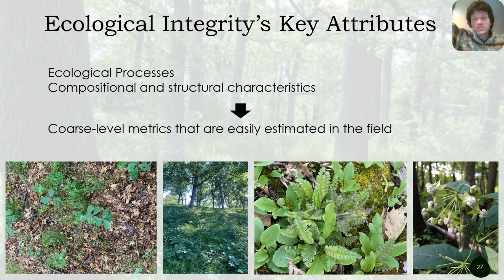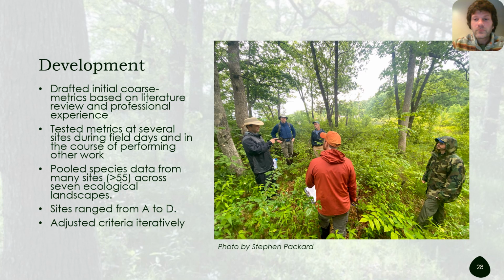So what we're trying to do is distill intact ecological processes and compositional and structural characteristics in that context down into coarse-level metrics that are easily assessed in the field and are not overly redundant with one another, that are mostly separate from one another. How did we develop these?